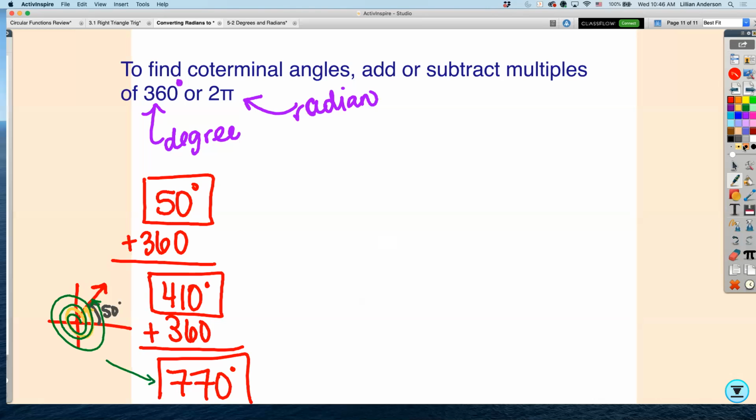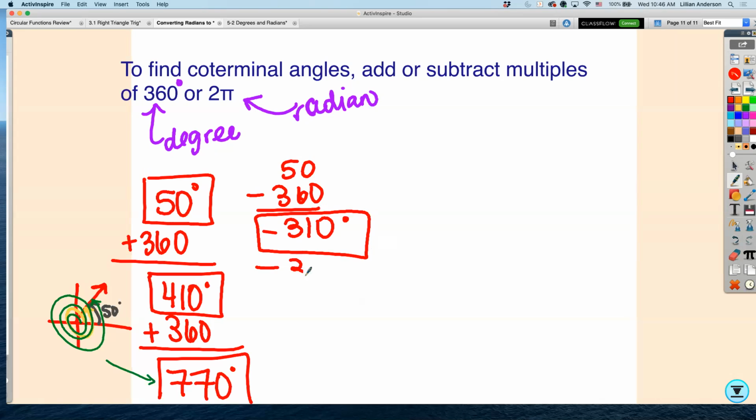Same thing. If I wanted to find two negative angles, I would subtract 360. So what's 50 minus 360? Negative 310. So that's one answer. And then I'll subtract 360 again to get another negative coterminal angle. Negative 670. That's how we do it for degrees. I'll show you a radian one in a second.